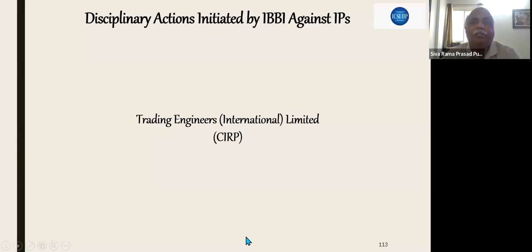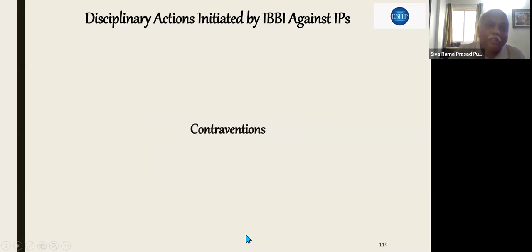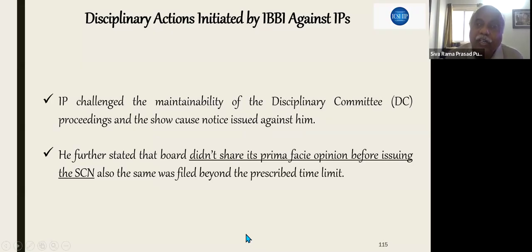Name of the corporate debtor: Trading Engineers International Limited, CIR. What are the contraventions? The IP challenged the maintainability of the disciplinary committee proceeding and the show cause notice. He is challenging. Some of the people approach the High Court also, against the penalty imposed by the disciplinary committee. He further stated the Board did not share its prima facie opinion before issuing a show cause notice. The IP is also saying that it was filed beyond the prescribed time limit.